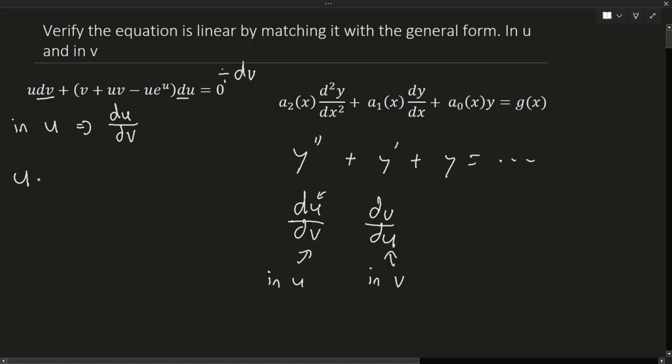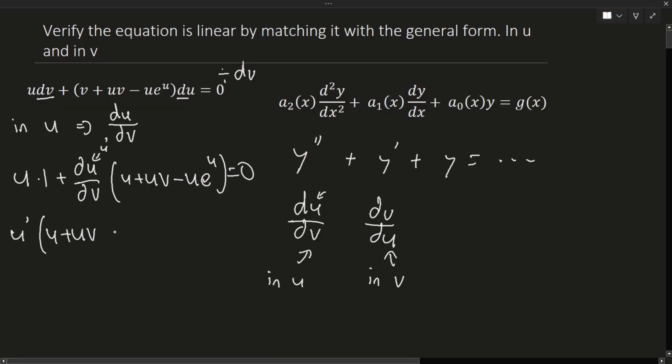So u times (1 plus du over dv), u plus uv minus u e^u equals 0. Now I'm just going to match it with the equation. I'm going to consider this as u prime, okay? So I'm writing u prime, u plus uv minus u e^u plus u equals 0.